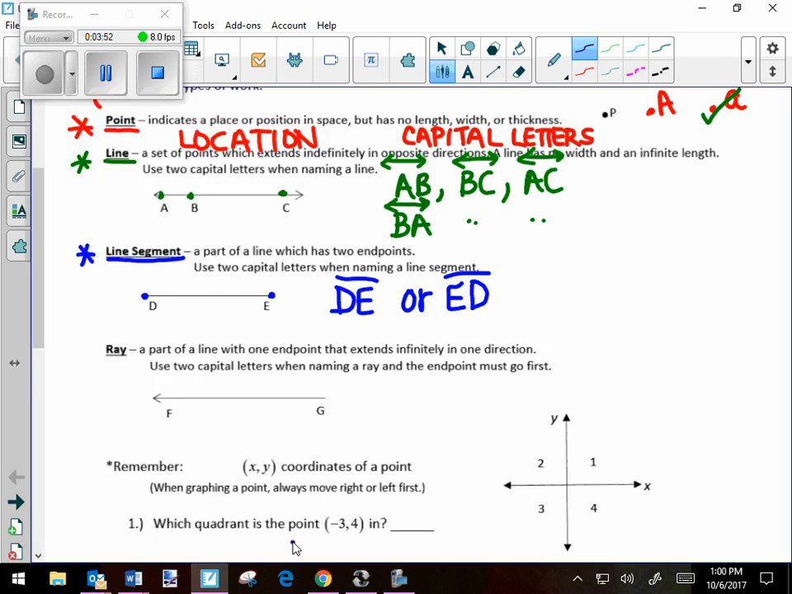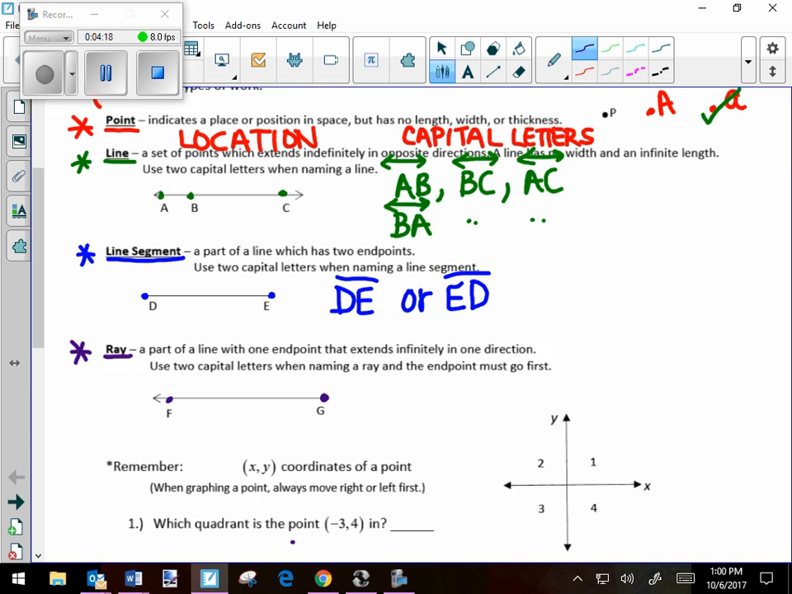When we get to the ray, it is a little bit more specific. It's part of a line in that it goes forever in one direction, but it does have one endpoint. So it's sort of half of a line segment and half of a line. The endpoint in this picture is point G, and we can see that the ray starts at point G and keeps going and passes through F, continuously going to the left.